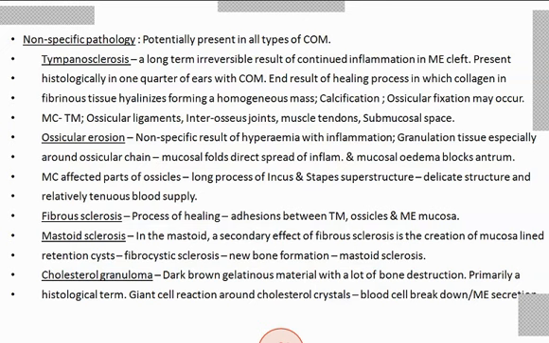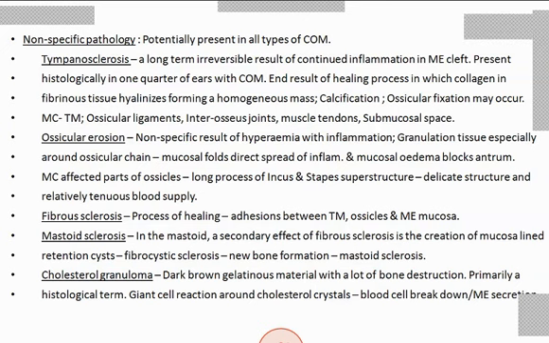And the next pathological feature is mastoid sclerosis. So in the mastoid, a secondary effect of the fibrous sclerosis is the creation of mucosa-lined retention cysts. This is typically called fibrocystic degeneration, which occurs in the mastoid. And this itself will cause a stimulus for new bone formation, and that indirectly results in sclerosis of the mastoid cells. So clinically we call it mastoid sclerosis.